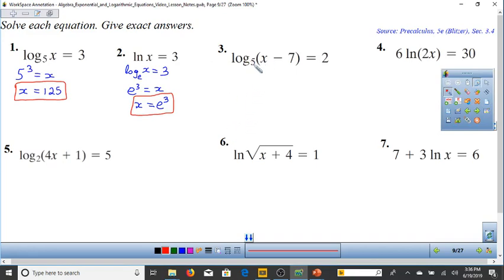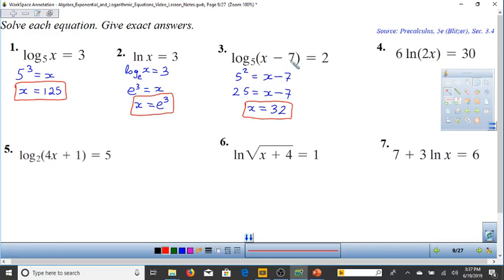In this case, we have log base 5 of (x minus 7) equals 2. We'll rewrite this in exponential form. The base is 5, so 5 squared is equal to x minus 7. The square comes from the output, 2. So 5 squared is 25, and now I simply solve for x. 25 plus 7 is equal to 32. And that's our answer. As always, we can check our answers. We plug in 32 here.